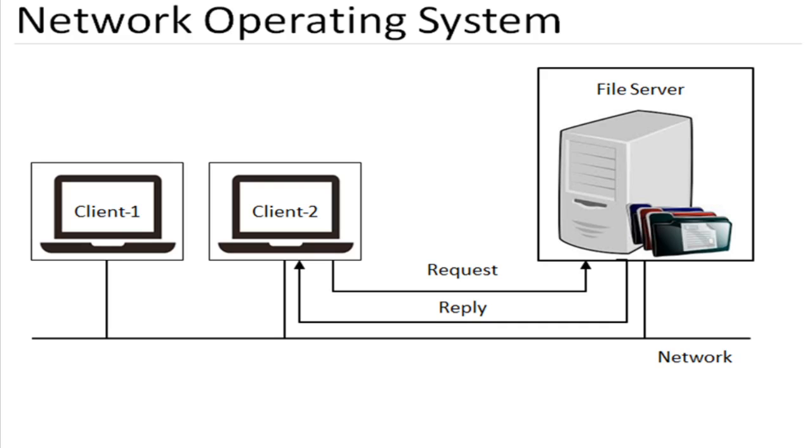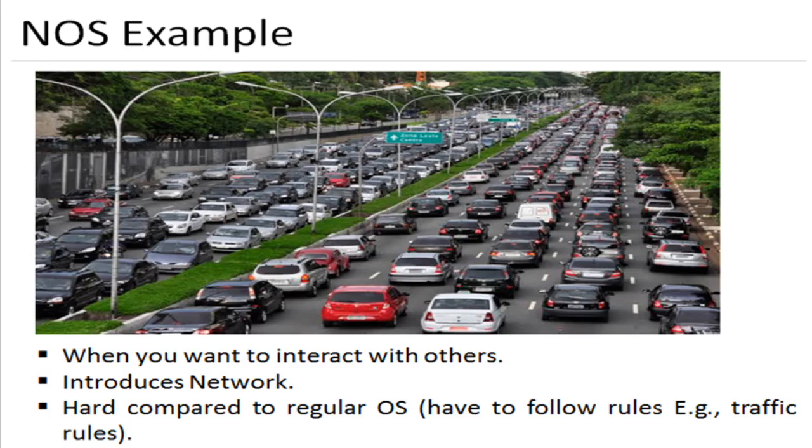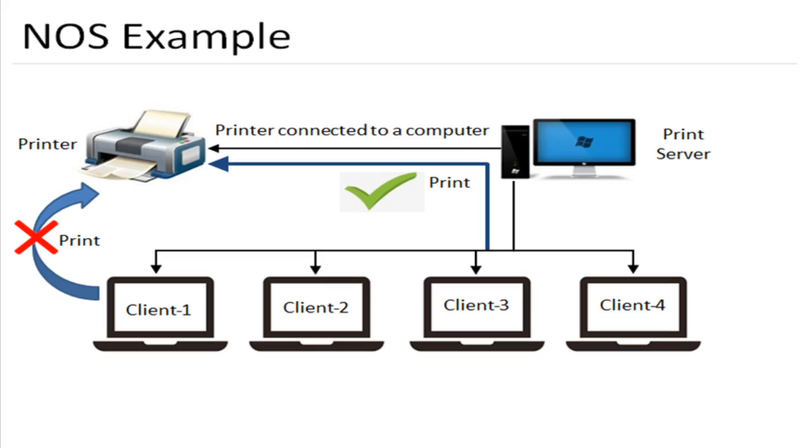This is the actual architecture of network operating system in which various clients can communicate to the server by sending requests. Similarly, the server can communicate to any client by sending reply. Another example of network operating system is if you want to interact with others, we need the network with certain traffic rules like this traffic. One more example is the client cannot directly interact with the resource. Instead, the client can communicate with the resource only with the help of server.